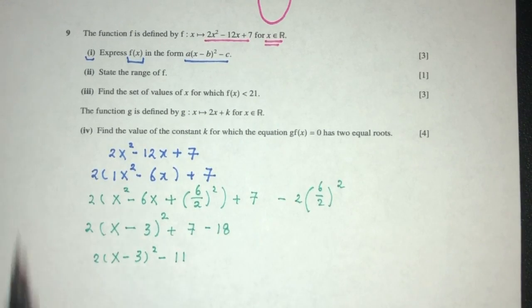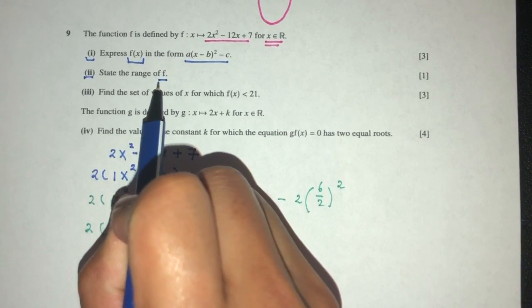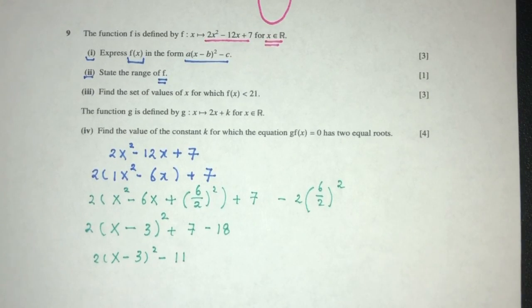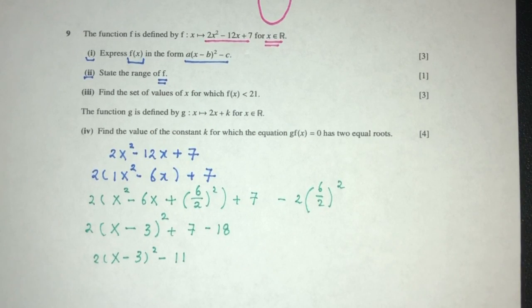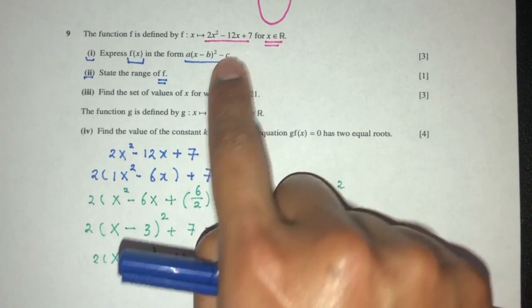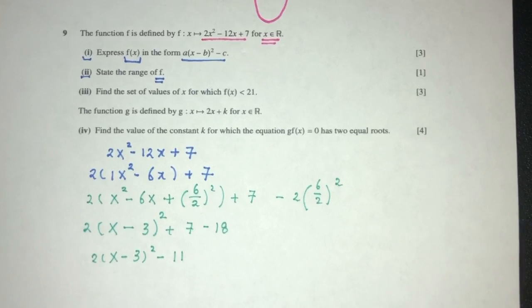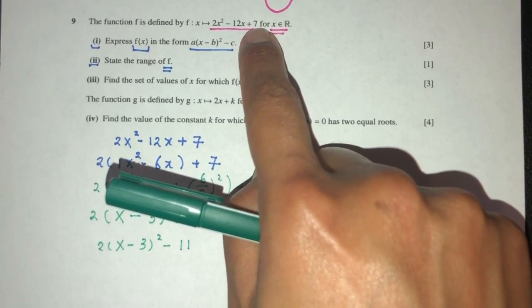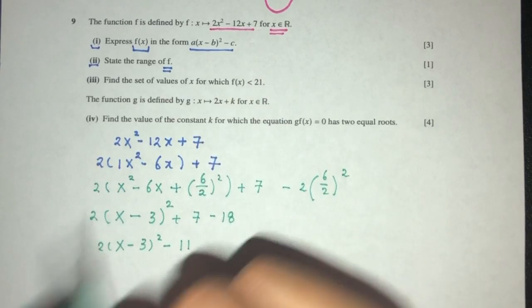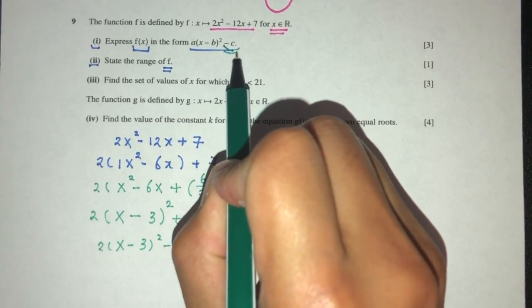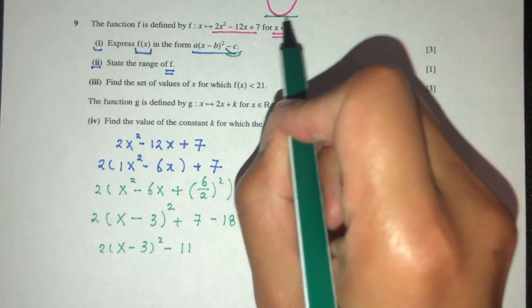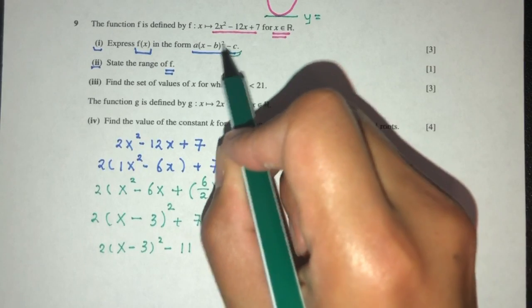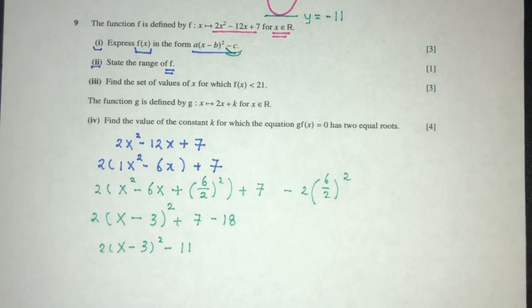Part 1 done. Now state the range of f of x. So pretty easy. Usually, why did they ask you to do this first and then do this? Sometimes there's a reason. In most cases, yes. Because we can use this one to find the range. So here, when you express this in this form, you realize that the value here is the minimum value. For example, your curve will have this shape. So the value here will be y is equal to this value, which is minus 11, as the minimum value.